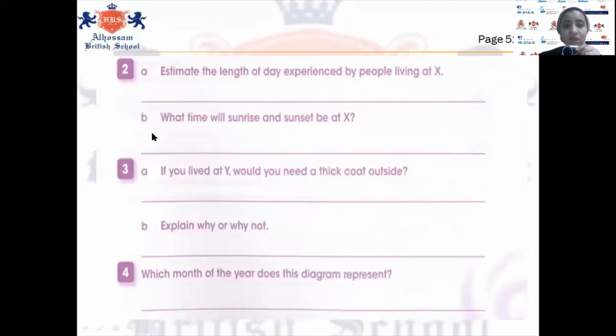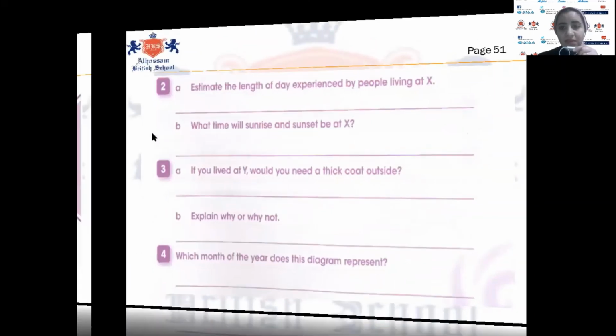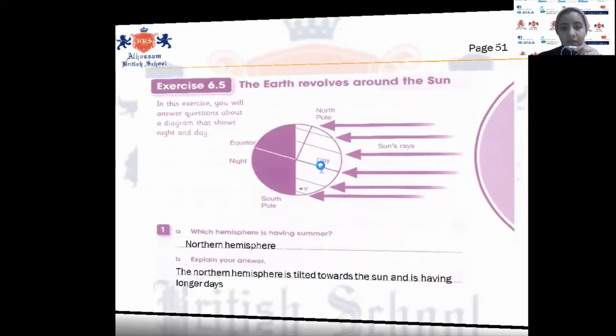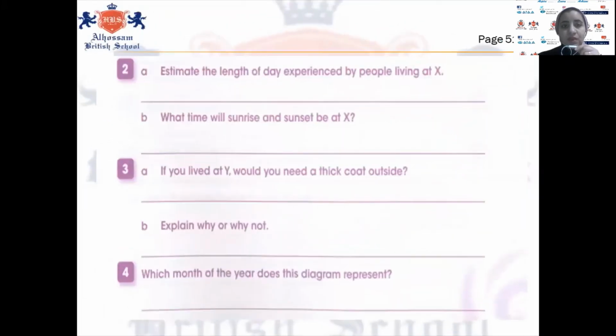Estimate the length of the day experienced by people living at X. Where is X? X is here, the equator. It asks you to estimate the length of the day experienced by people living at X. Who can answer?